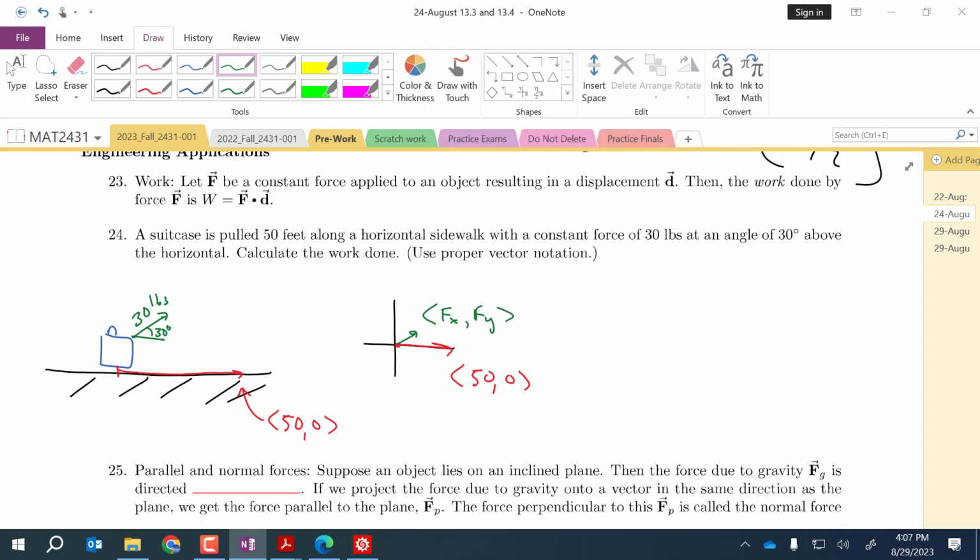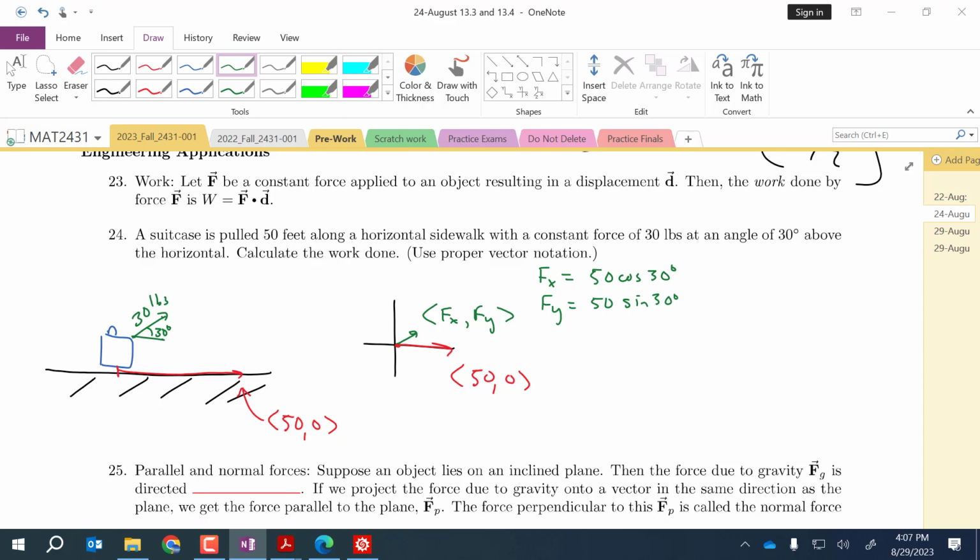What do I mean by that? I mean that f sub x would be equal to 50 cosine 30 degrees, and f sub y would be equal to 50 sine of 30 degrees, and I could find those two components, right? Then I would have a component vector, and now I can multiply these two component-wise, right?